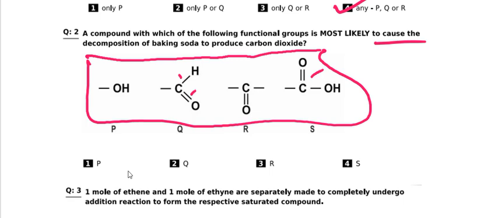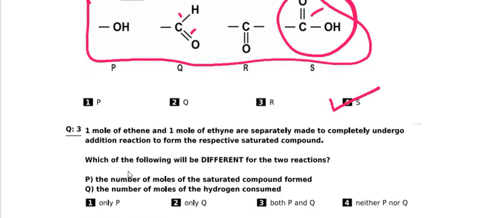So, most likely to cause the decomposition of baking soda to produce carbon dioxide is which? What should be the correct option of this question? Option 4, S. S is the correct option of this question. Question number 3.